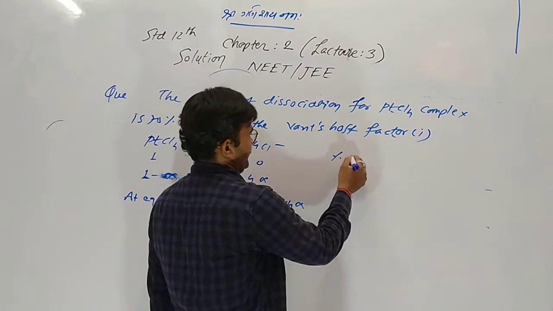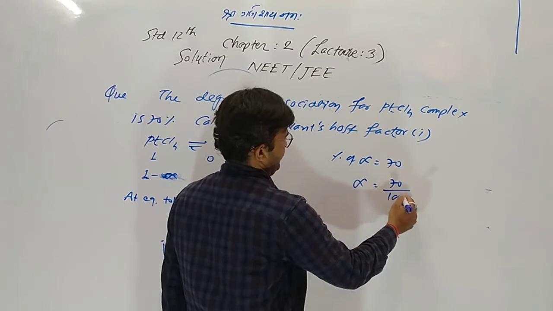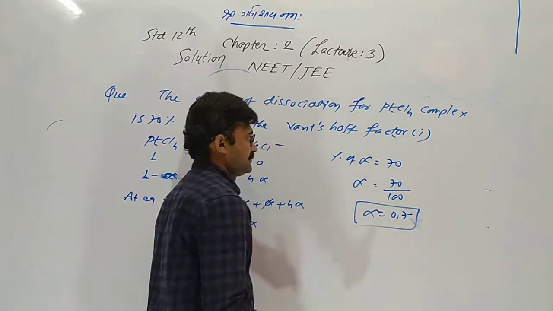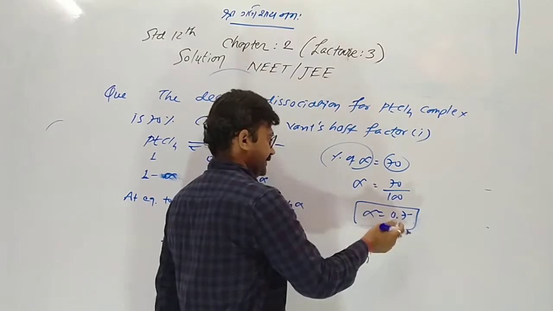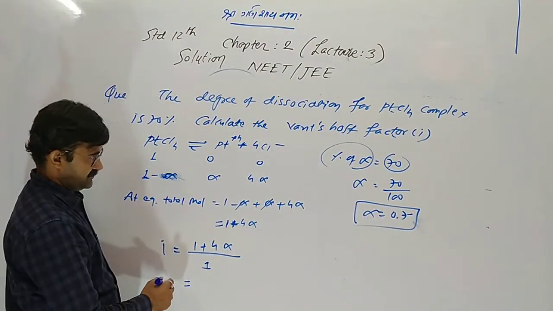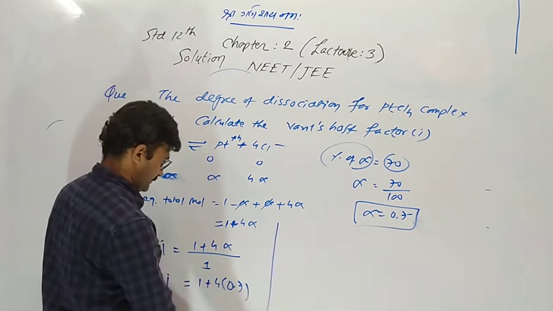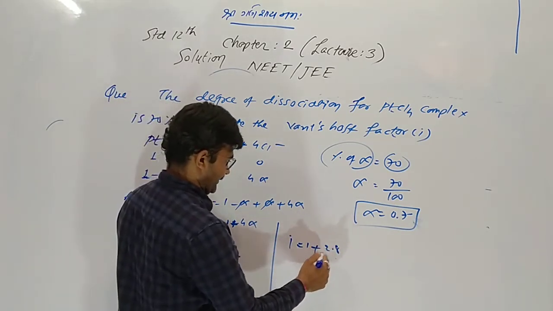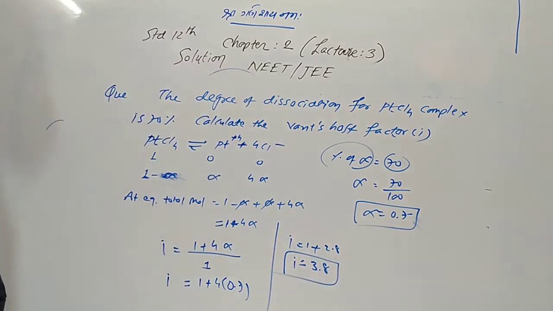Here the percentage of alpha is given as 70. So alpha should be 70 by 100, 0.7. Understood? If the percentage of alpha is given, divide by 100 to get the degree of alpha. So here i is 1 plus 4 into 0.7. So 1 plus 0.7 into 4 is 2.8 plus 1. So the value of i, 3.8, is our answer.